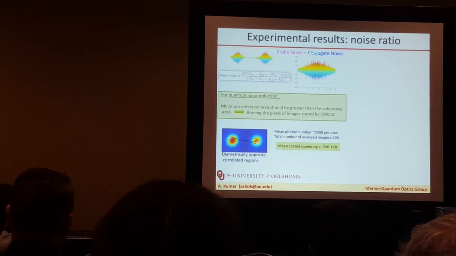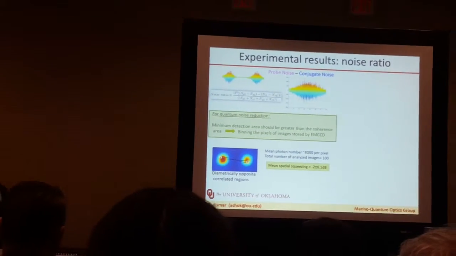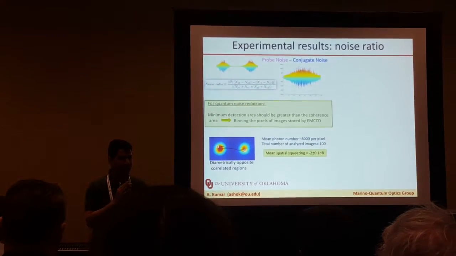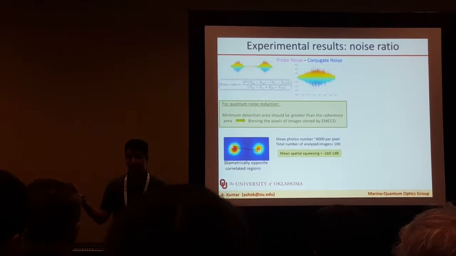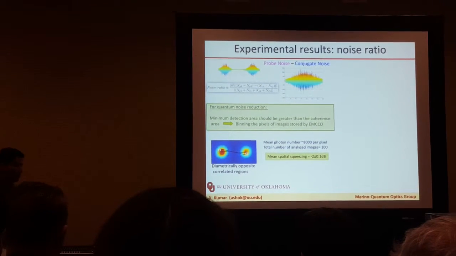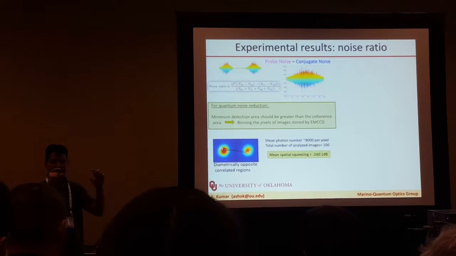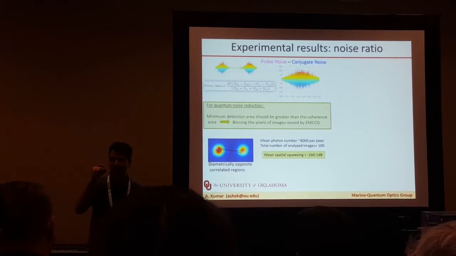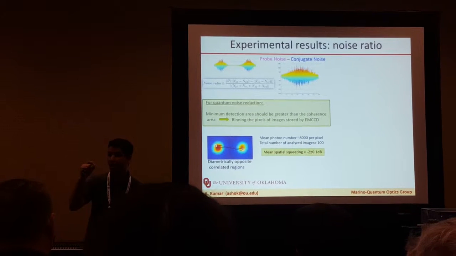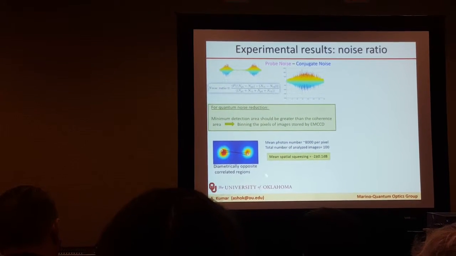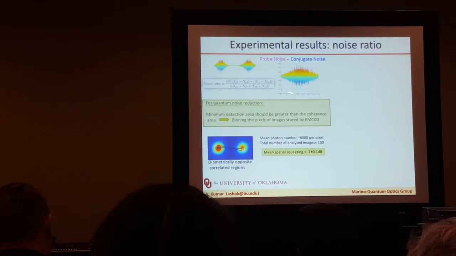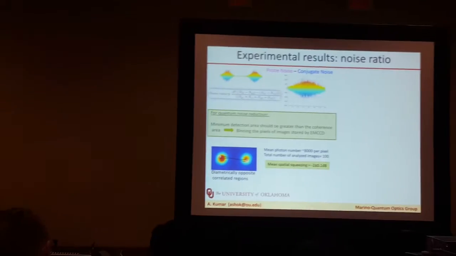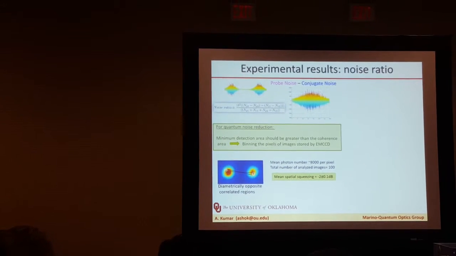Another important thing is that our minimum detection area is limited by the pixel of the CCD camera, which is 16 micron in our case. But to have noise reduction in the difference measurement, we have to cover at least 1 coherence area, the minimum spatial scale of the correlation. For that, we are using binning of the pixels. Basically, we are grouping many pixels and then looking at the noise of those pixels.